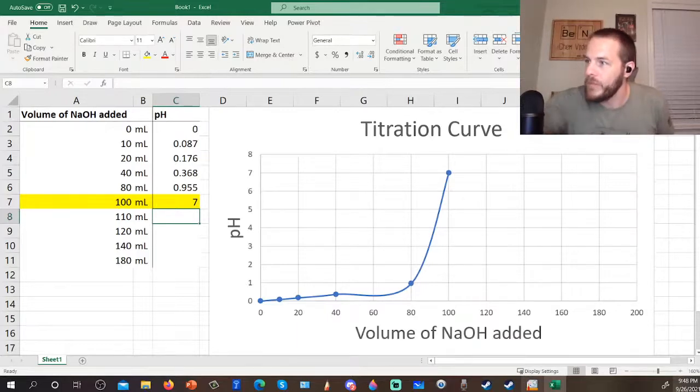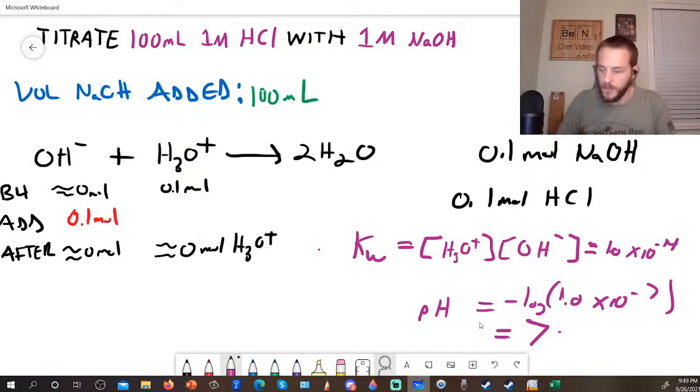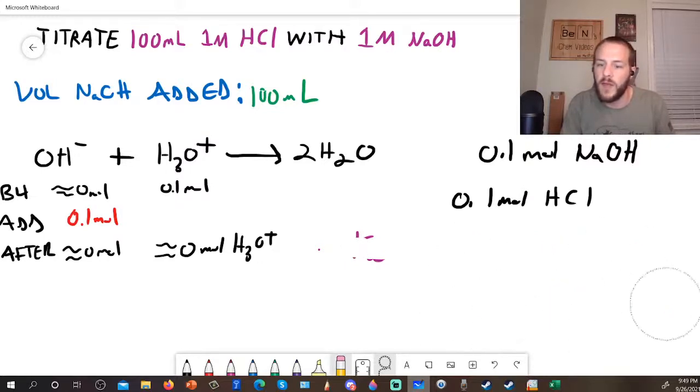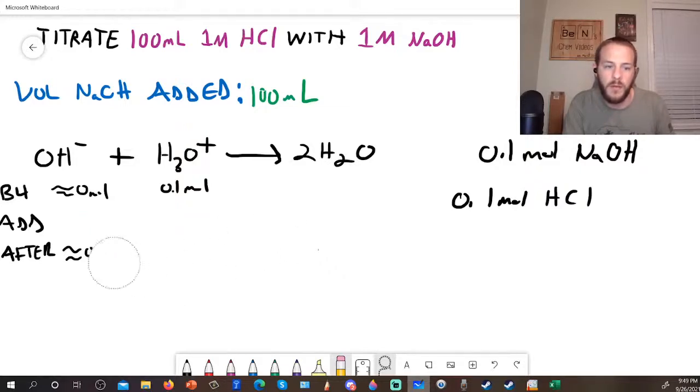All right, so we're going to move forward. We've got a couple more of these to calculate before we call it a night. And we're going to do 110 milliliters. So that's our next volume of sodium hydroxide that we're going to look at here. I have lost my window here. Okay, here we are. So let me just erase all of this stuff that no longer is of value to us. I'm going to erase that, and that, and that.